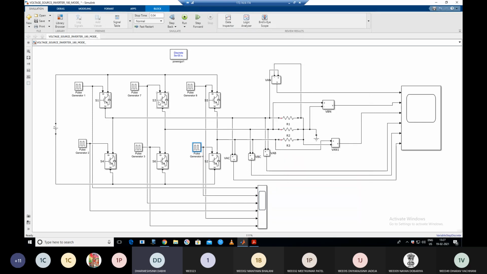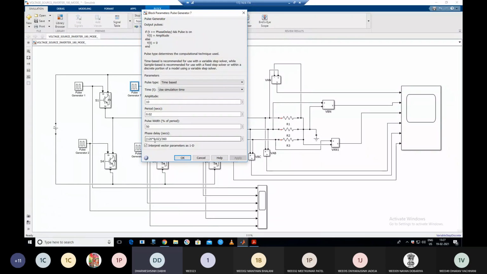Now tell me, what is it for switch number S3? What is the phase delay for switch number 3? Where is it conducting? 120 degree. Yes, next 60 degree. So 60 plus 60, it means at 120 degree. After conduction of S2, next 60 degree, at 120 degree your S3 will conduct. So here we provide the phase delay of 120 degree. Again convert into seconds. Clear? 120 degree into 20 millisecond divided by 360. The rest of the parameters stay as they are for all the gate pulses.